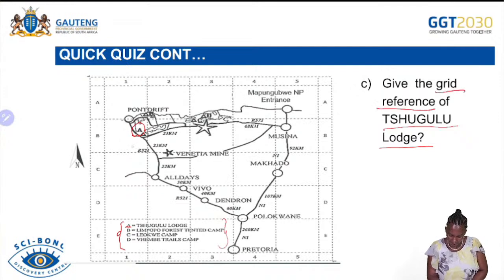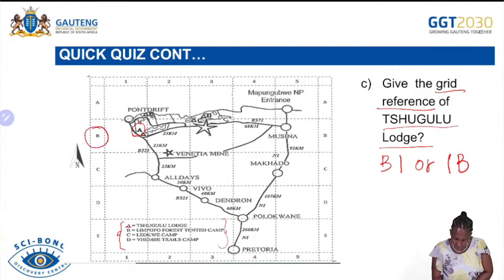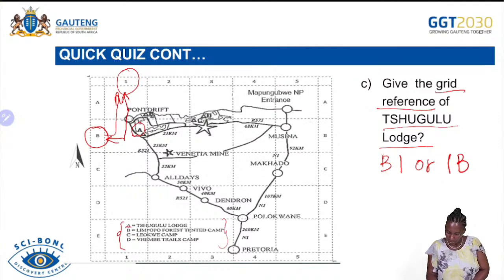So the question says write down the grid reference. The grid reference will be B1, or you can say 1B. Here it is B, and it is on the first block, so it is B1. You can either take it this way or the other way, as long as you know it's on column number 1 and row number B. So you can write your answer as B1 or 1B.